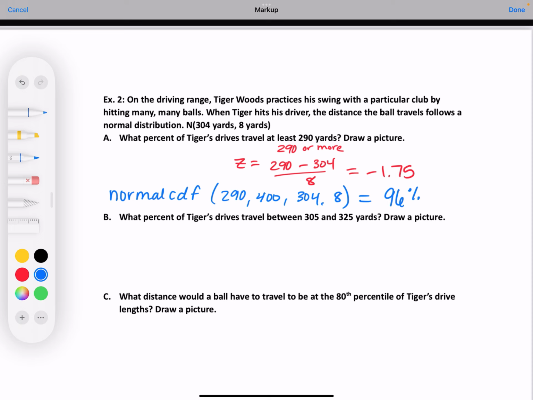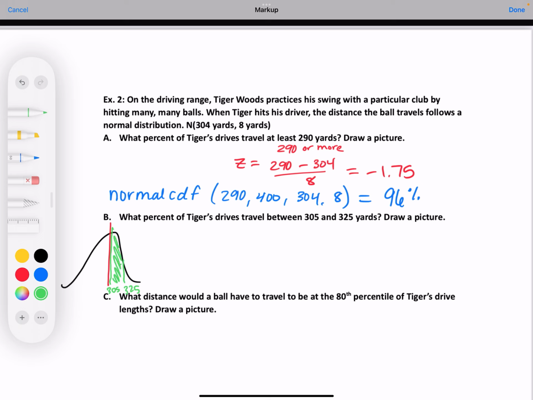What percent of Tiger's drives travel between 305 and 325? Okay, so 305 to 325. So basically, the mean is 304, right? And so 305 is going to be like right there. And then it doesn't need to be exact, but 325. So I'm looking in this region here.